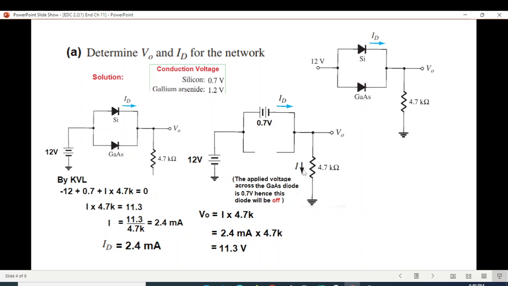You can also get the voltage by the KVL method. So let me just show you. Minus 12 plus 0.7 plus V naught equals 0. So from here also, we get the same answer, 11.3 volt.